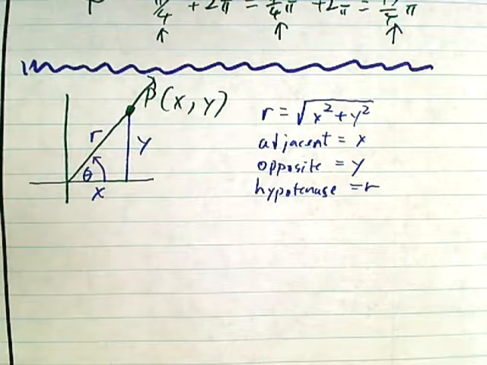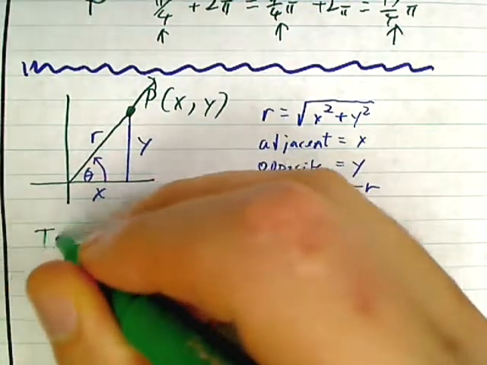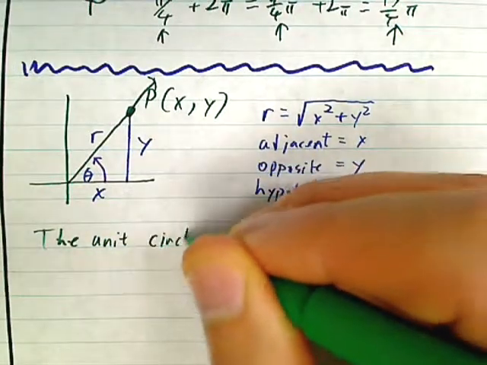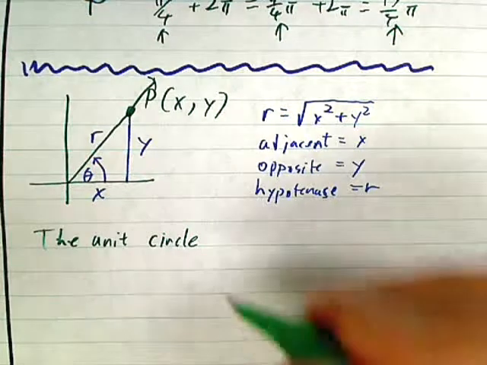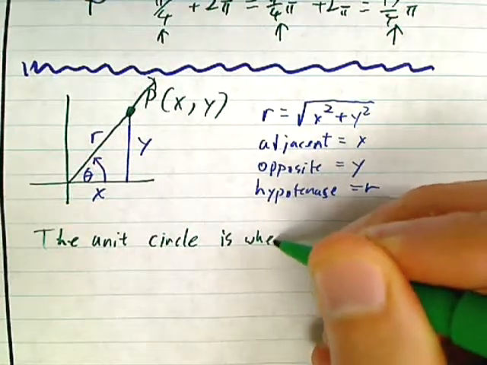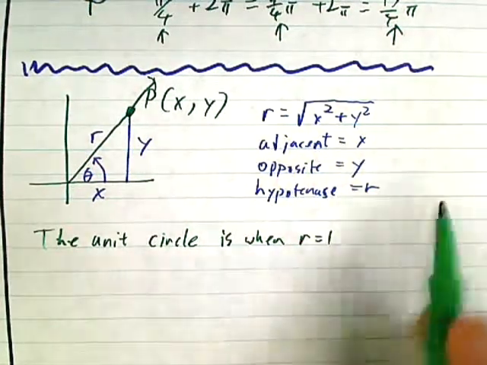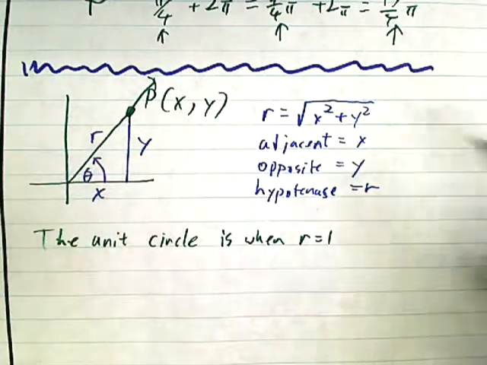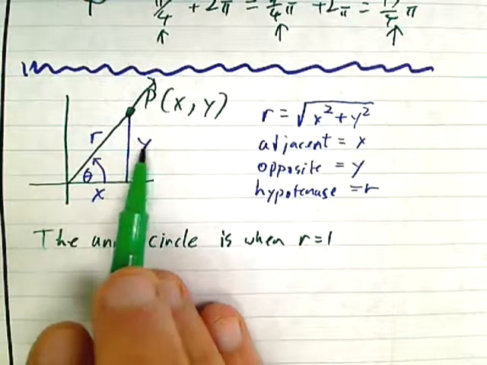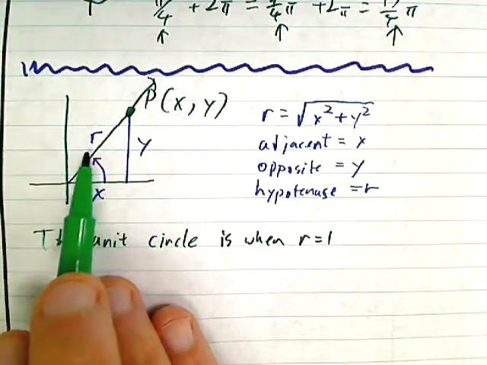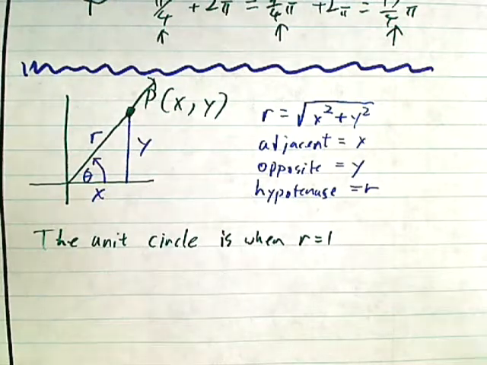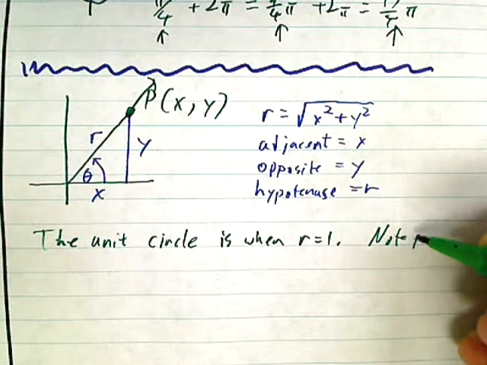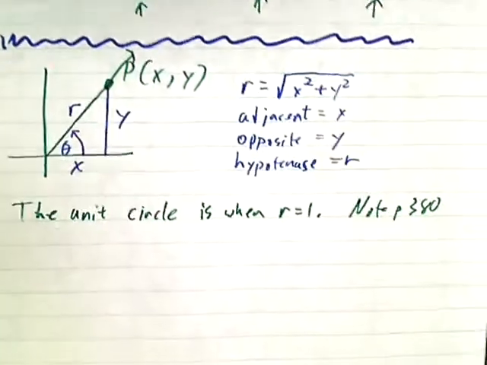Okay, the unit circle is when r equals 1. Now you can see, if I set this up so that r equaled 1, that would simplify a lot of my calculations. Opposite over hypotenuse, well, that would just be the opposite if you were dividing by 1. So if r equals 1, we call that the unit circle. I'm going to put a little note here. It says note page 380.